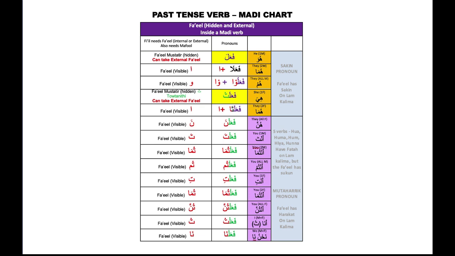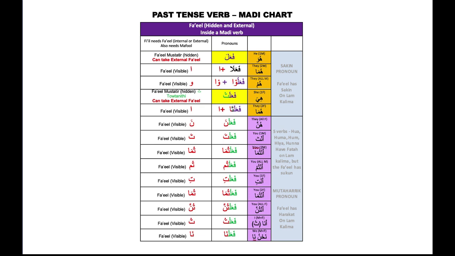Next is antum, and the corresponding verb is fa'altum. Antum means you all male. So tum is representing antum. That means you all male did. So tum is a visible fa'il. Next three, anti, antuma, antunna, follows the same pattern. Anti, fa'alti, anta, fa'alta.